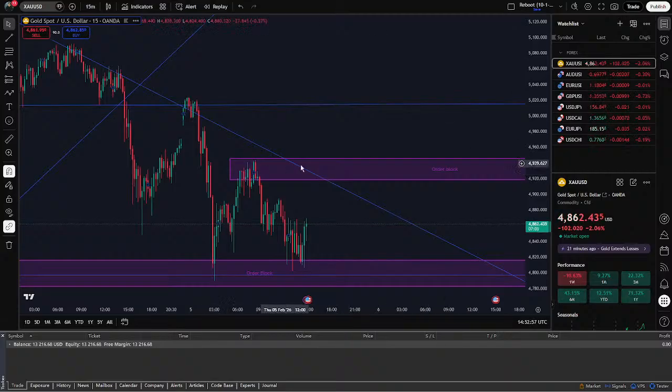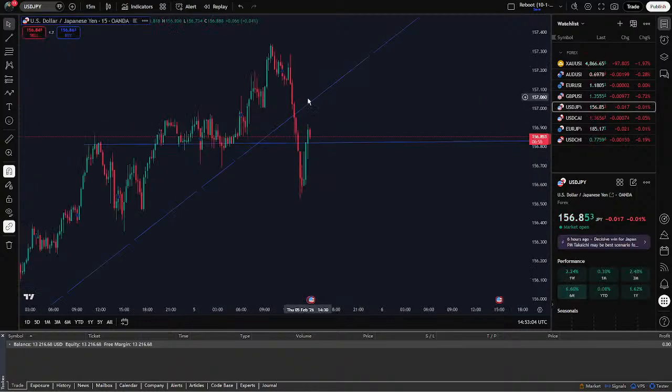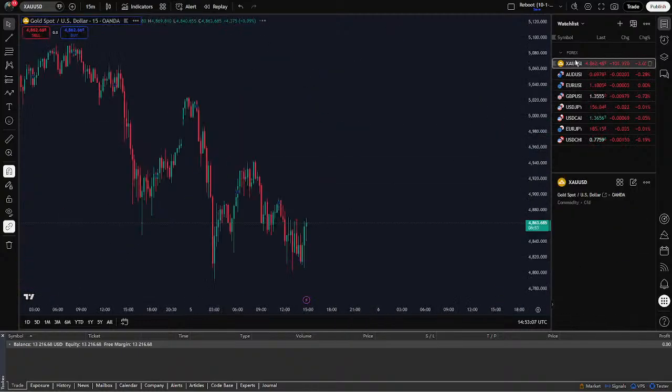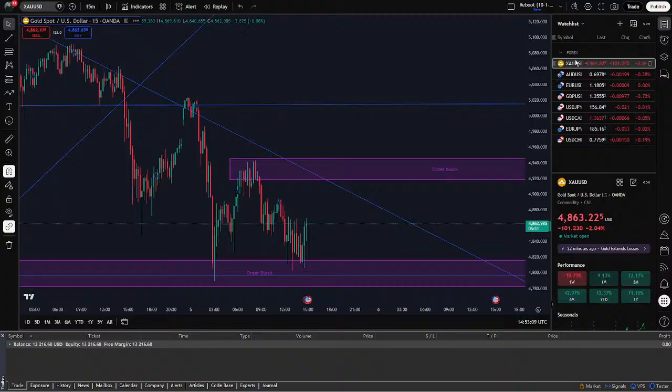So if there's a manipulation here, we will look at UJ. The price will come here and go down, come to our trend line basically.